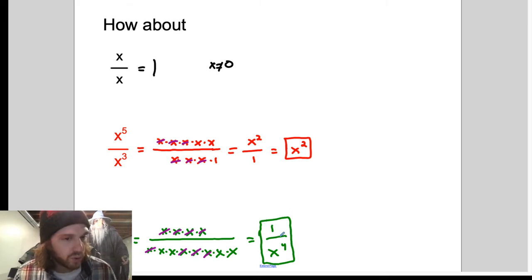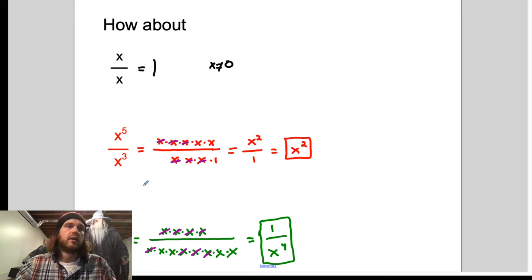Okay, let's take a second to think about this. What is rule 6 then? We had 5 x's in the top, 3 in the bottom. We ended up with 2 in the top. We had 4 in the top and 8 in the bottom. We ended up with 4 in the bottom. It would appear that the number that remains is always the difference between the top and the bottom, and whichever side has more, that's where they end up being when we're done.